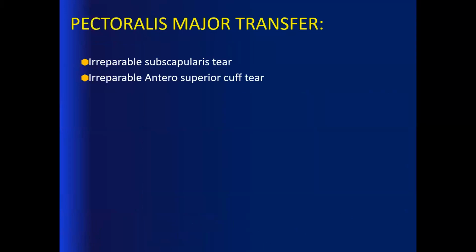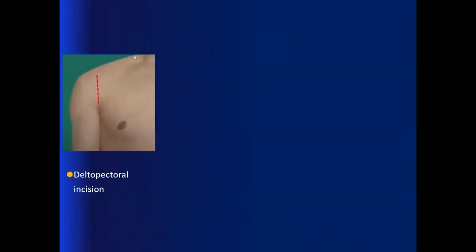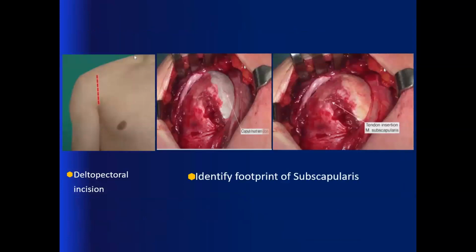So coming to the pectoralis major, in case of irreparable subscapularis tear or irreparable anterior superior cuff tear, pectoralis major transfer can be attained. Pectoralis major has 2 heads, that is clavicular head and sternal head. It has a twisted insertion, approached through an incision over the anterior aspect of the humerus. Underneath the pectoralis major comes the pectoralis minor and the conjoint tendon. So here, first we have to make a deltopectoral approach, and we have to find the footprint of the subscapularis.